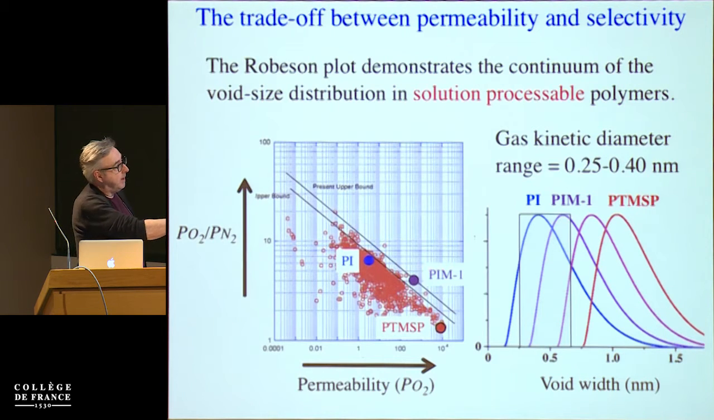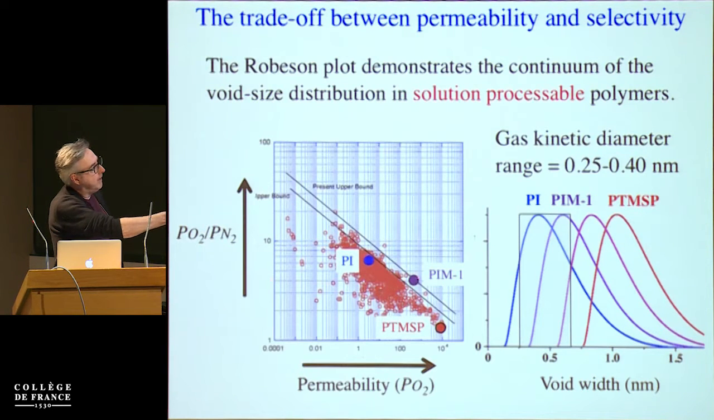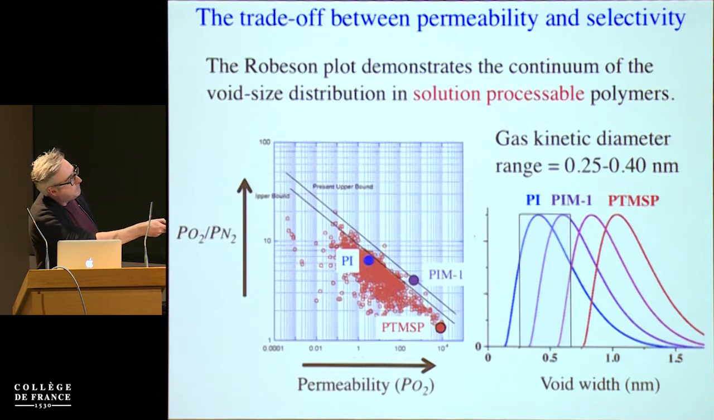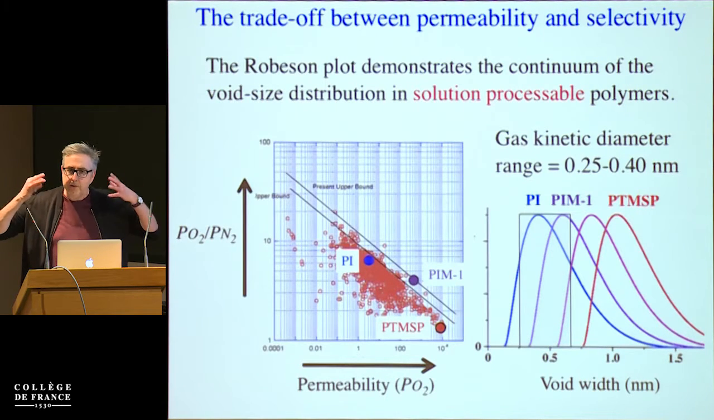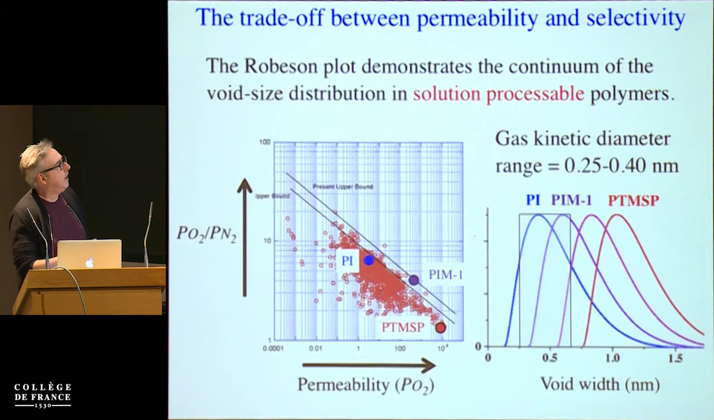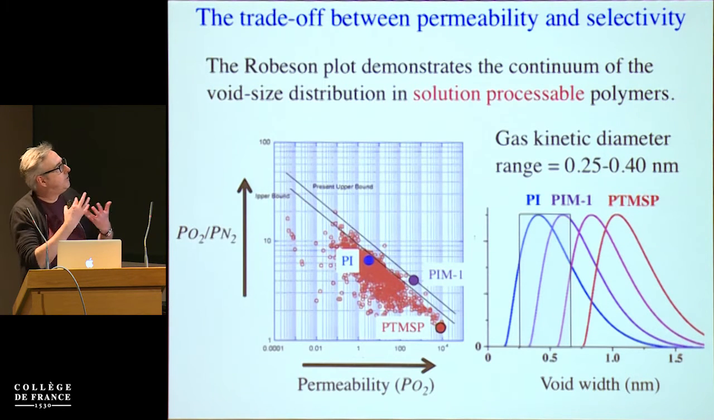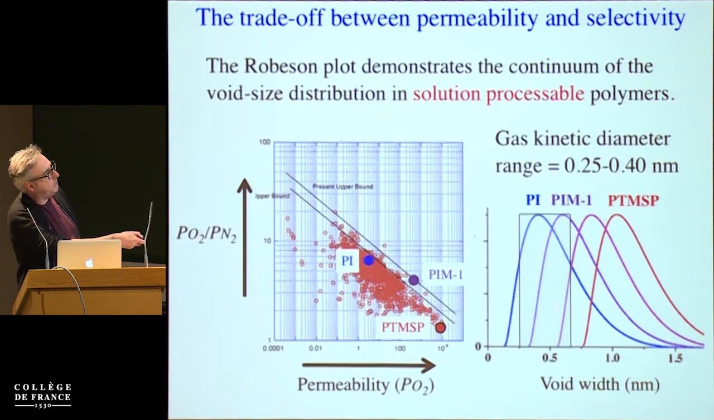PIM1 actually has quite a nice compromise between permeability and selectivity, so we're getting something like 4 selectivity and hundreds of barrer in permeability. So really what this defines is the distribution of free volume. For a very permeable polymer such as PTMSP, your void space is in the nanometer range, and that's too large, so all the gases can travel through the polymer very readily. For polyimide, it's in exactly the right range, about 0.5 nanometers max, and that's the typical kinetic diameter for a gas. And PIM1 is in between those two extremes.